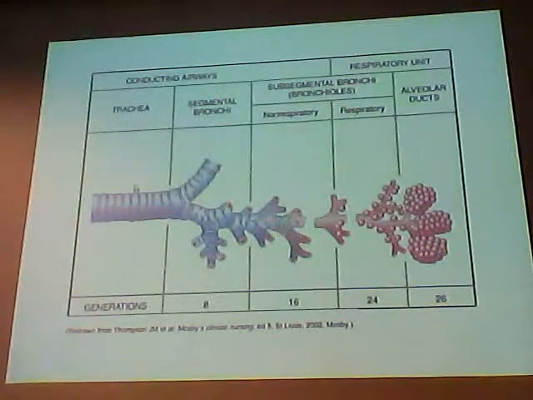So trachea, all of this stuff is conducting airways. It's not the respiratory unit, so there's no exchange, and it's just blowing all the way through up until these points here where you actually start to have gas exchange. And you see you get more and more alveolar ducts compared to how many trachea you have. You have one trachea, 8 segmental bronchi, etc., etc.